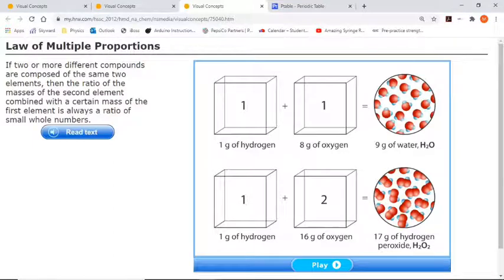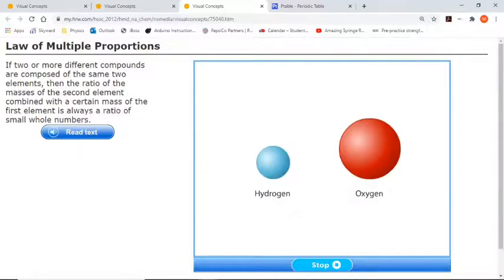Moving on to the law of multiple proportions. In this one, we're going to be looking at a couple of elements that can be arranged multiple ways to create different compounds. So the same elements will have a different arrangement to create different compounds. The law of multiple proportions states that the mass ratio for one of the elements in a compound that combines with the fixed mass of another element can be expressed in small whole numbers.